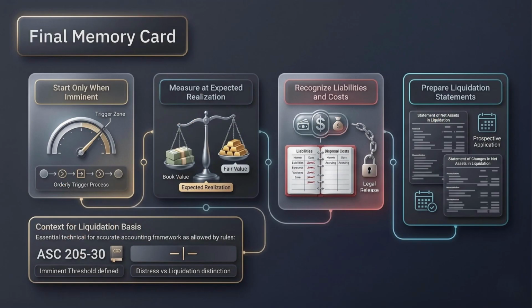Let us log the memory card. Liquidation basis is trigger-driven reporting. Start only when liquidation is imminent. Measure assets at expected realization. Recognize liabilities and disposal costs. Prepare the statement of net assets in liquidation and the statement of changes in net assets in liquidation. And please remember the strongest line from this video. Do not confuse distress with liquidation. Financial difficulty is a symptom. Imminent liquidation is a defined threshold. That distinction is the heart of ASC 205-30.